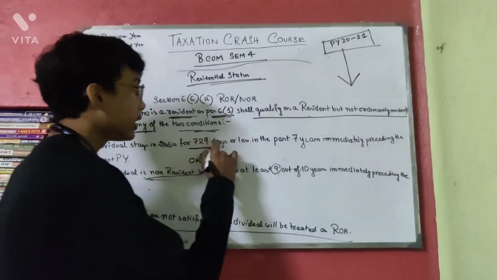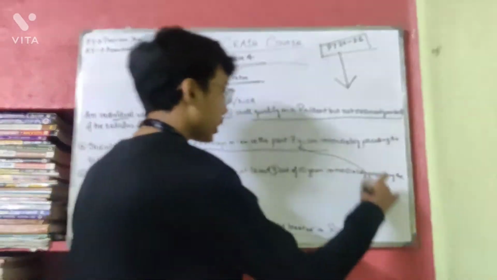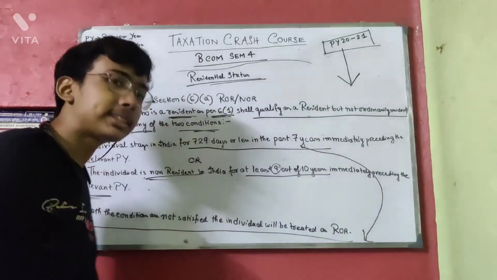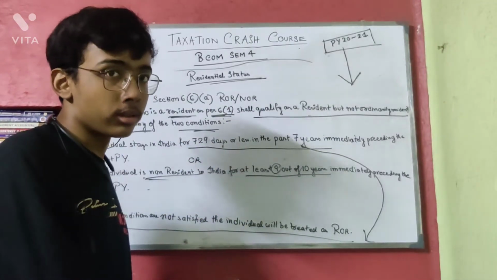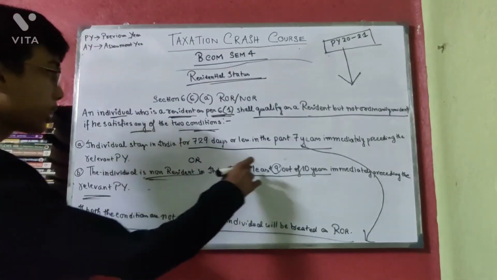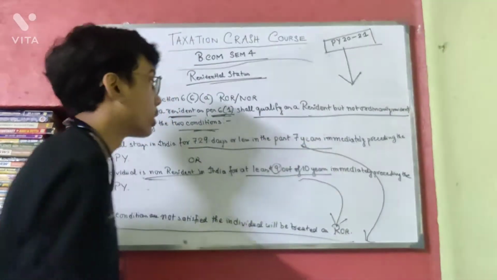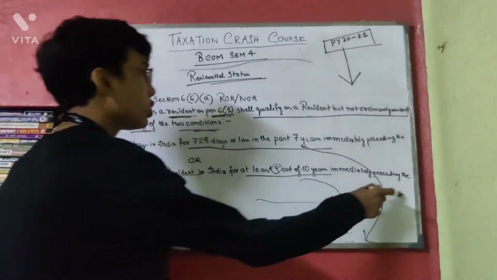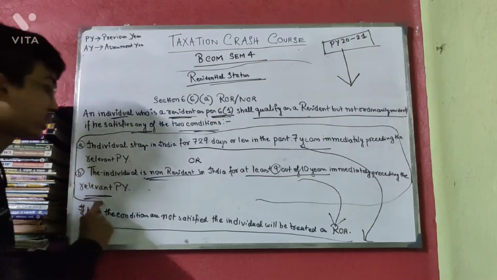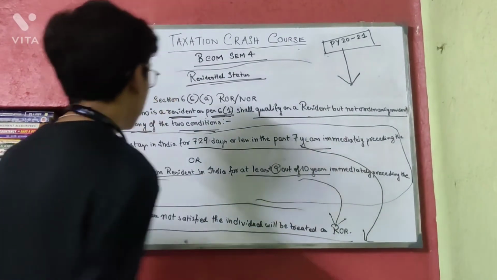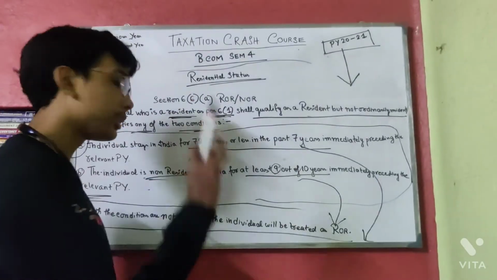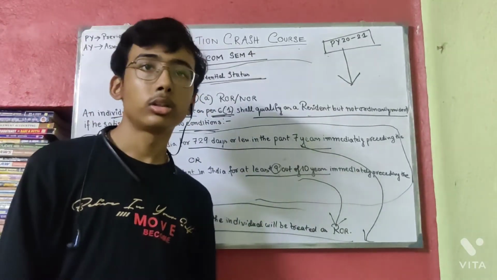If it is 730 days or more in the past 7 years, he will be directly called a ROR. And if he is a resident in India for a maximum of 8 out of the past 10 years immediately preceding the relevant previous year, then he will be directly qualified as ROR. This is the other way around. You must only remember these 2 points, it's enough: the individual stays in India for 729 days or less, and the individual is a non-resident in India for at least 9 out of 10 years immediately preceding the relevant previous year. So let's start the next topic.